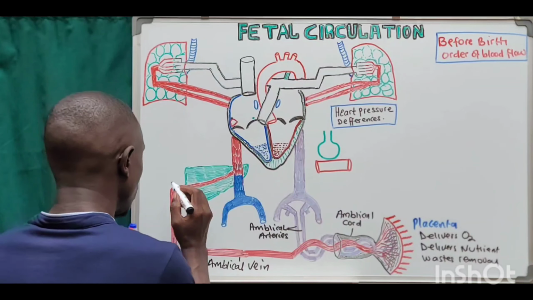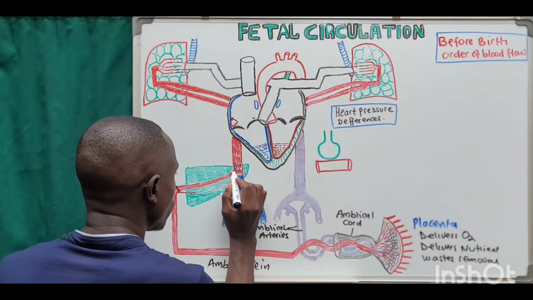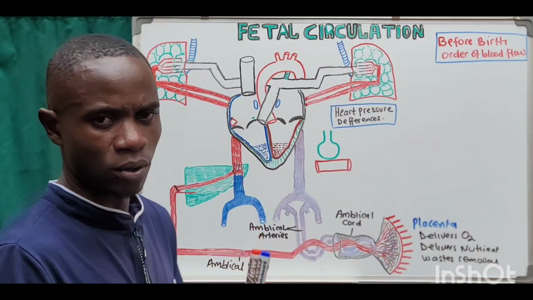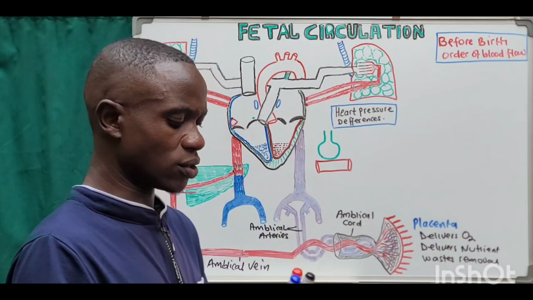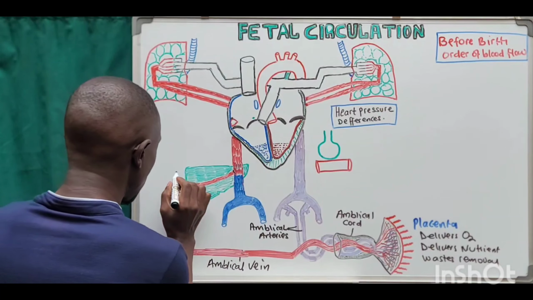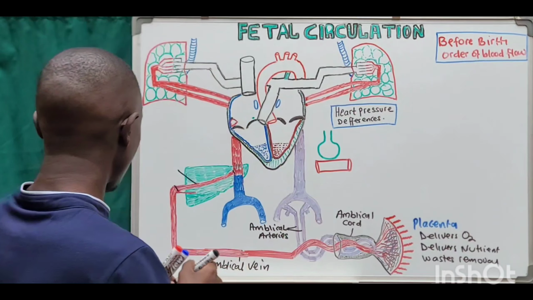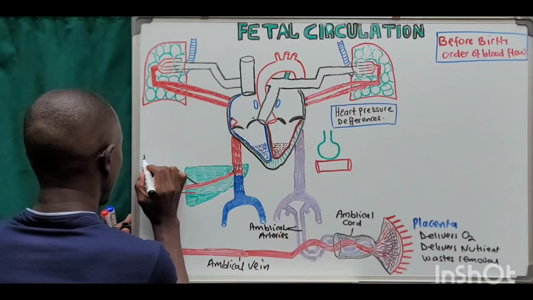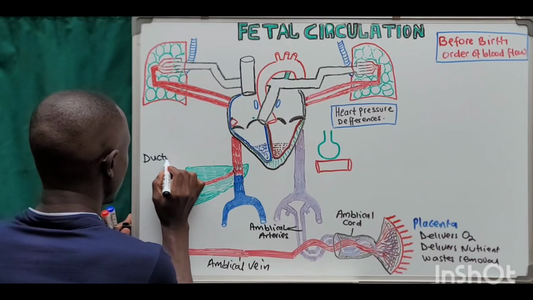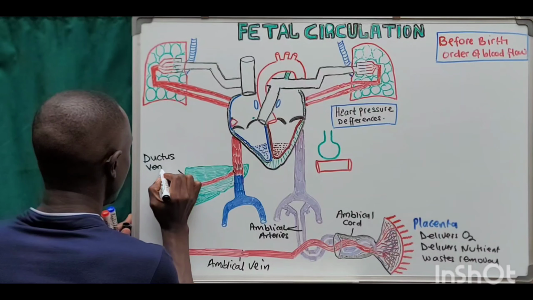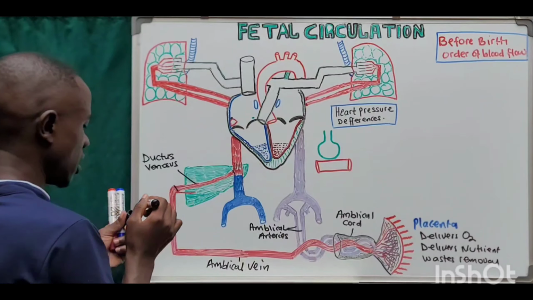This shunt here, from here up to here, is so much special. You know how this beautiful shunt is called? This beautiful shunt here is what we call the ductus venosus.